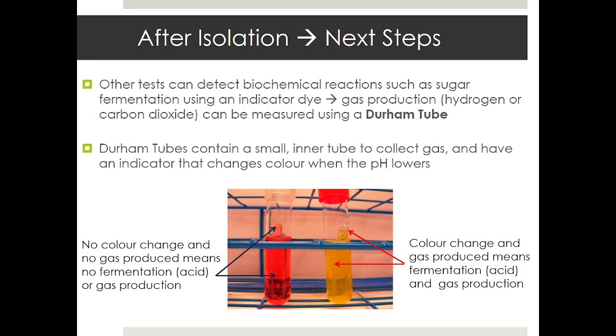A color change from red to yellow will indicate the production of acids, which are typically a byproduct from sugar fermentation. And if any gas is produced and collected in a Durham tube, that is also indicative of fermentation moving forward, because as we know, the gas produced during fermentation is carbon dioxide. So if you do see that little bubble appear, that would also indicate that fermentation is occurring.